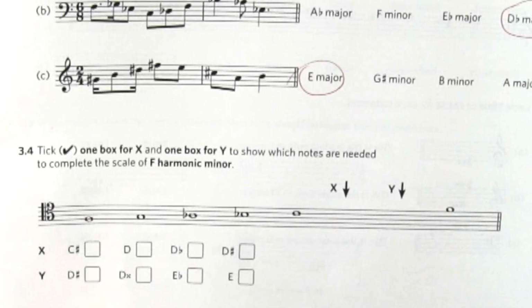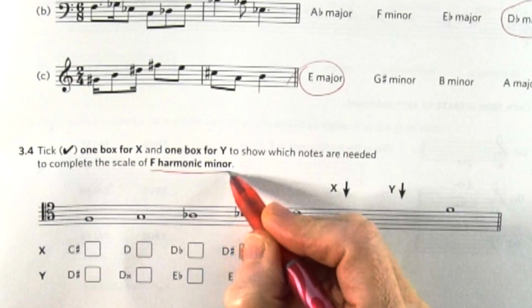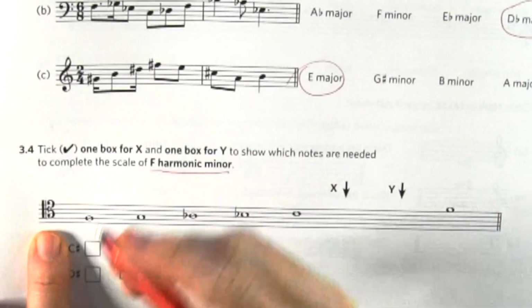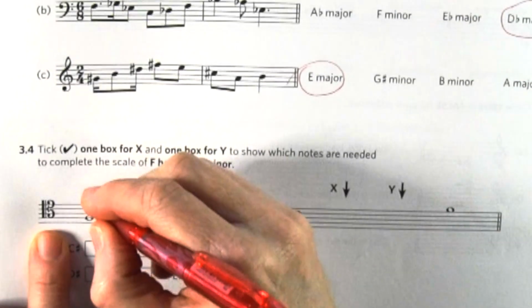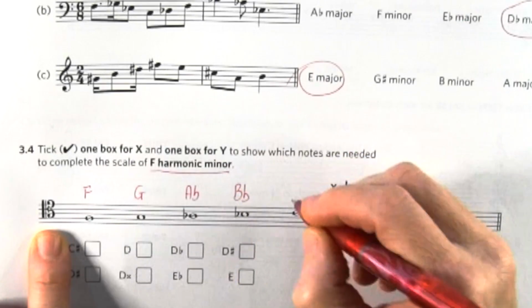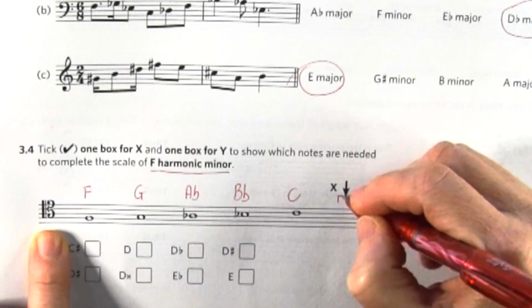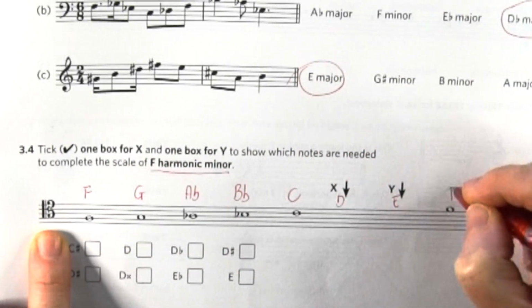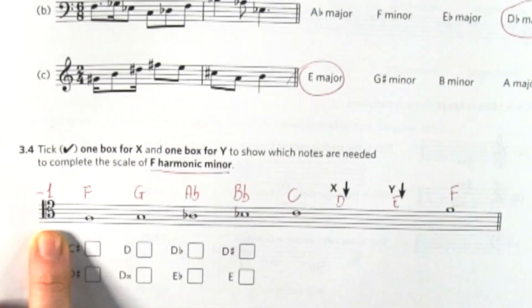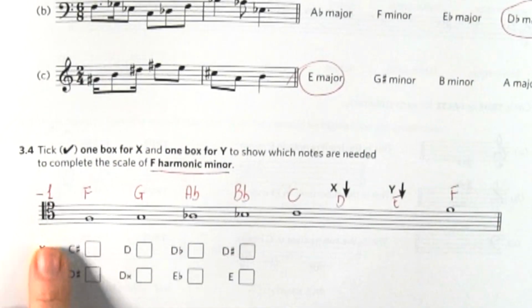In this question, we have a scale of F harmonic minor, and we need to complete it. It's written in the tenor clef, don't panic. We know that it's F minor. So Fa, Sol, La, Si, Do. Then we have Re, Mi, and Fa again, F. Anyway, the tenor clef is treble minus 1.